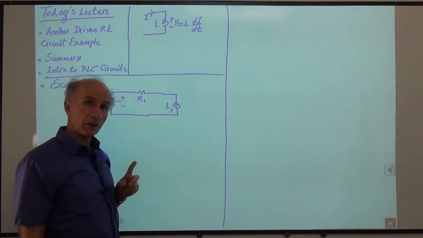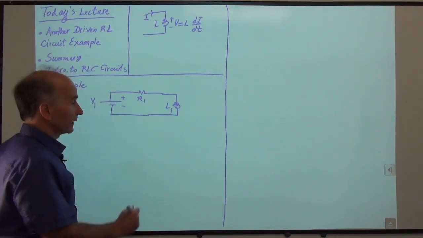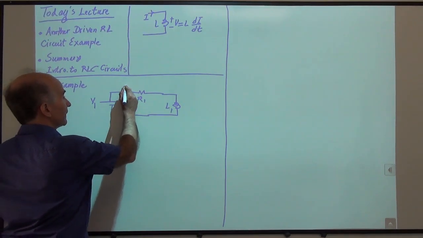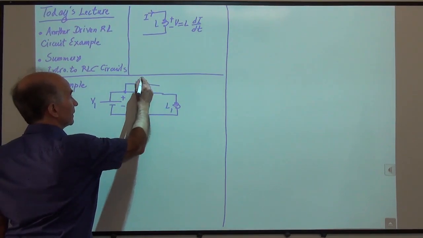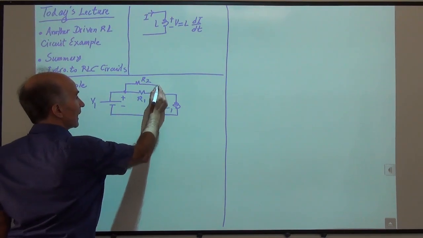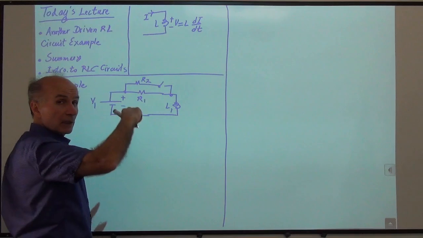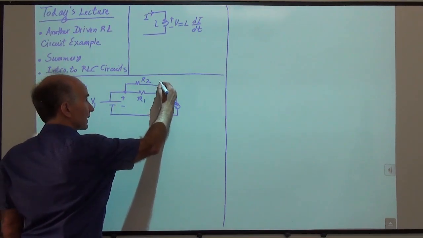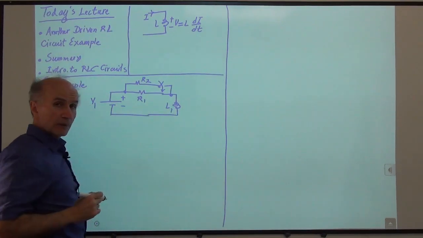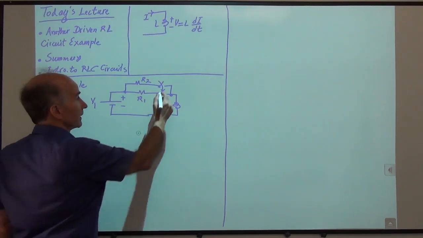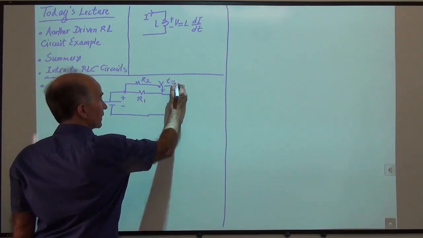All right, so now let's go and do something different. We will add another resistor here, R2, and we will switch this resistor into the circuit at time 0. So at time 0, this switch closes, or it begins to conduct. So at t equals 0.